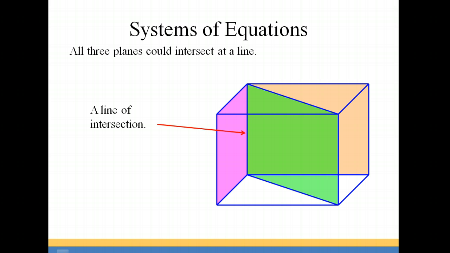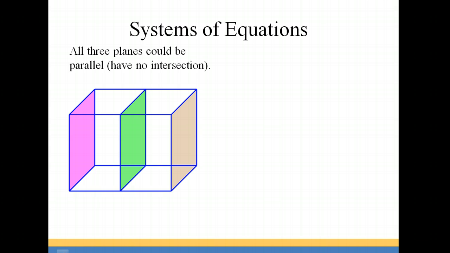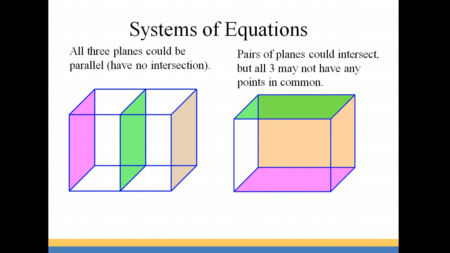The three planes could possibly intersect at a single line. The three planes could have no intersection, and that means that the three planes are parallel. You could also get no solutions when two planes are possibly intersecting, but not all three planes intersect in even one point.